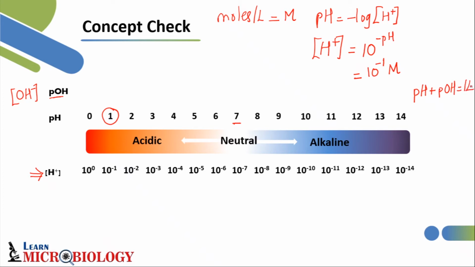So as you can see here, if the pH is 0, what will be the pOH? It has to be 14. If it is 1, it has to be 13. Both pH and pOH have to add to 14.